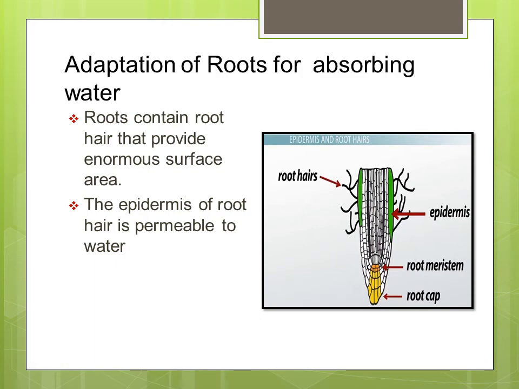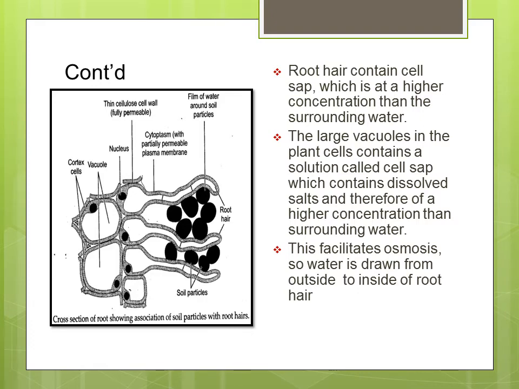So what is happening in general? So here we are continuing that. What is happening? The root hair, this is the root hair. See my pointer here. This is the root hair and root hair contains the cell sap. So what is a cell sap? Now there are large vacuoles in the plant cell which contain a solution called cell sap and which contains dissolved salts.